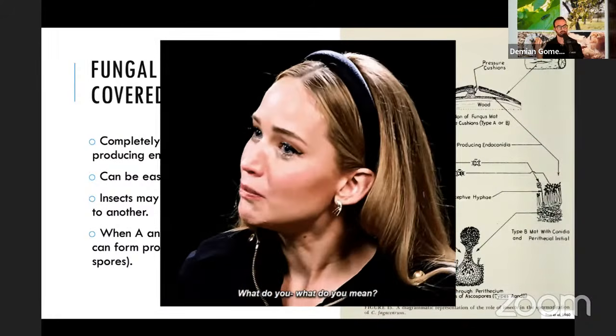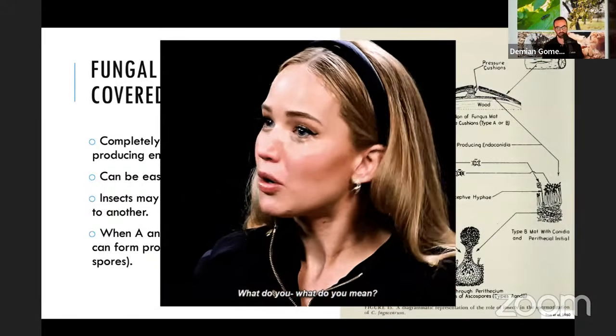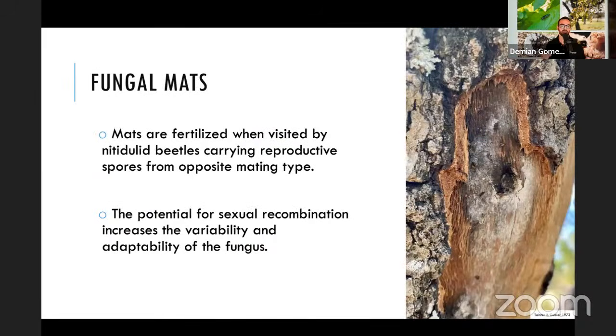All these different types of spores, different things going on in the fungal mats. Well, the bottom line, the take-home message, is that when this process happens, it increases the variability and adaptability of the fungus, right? It can produce these durable hydrophobic ascospores that the fungus wants to produce. And those are going to be carried very easily by the insects.